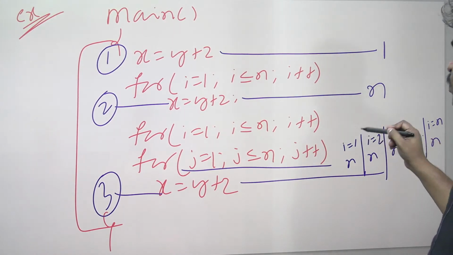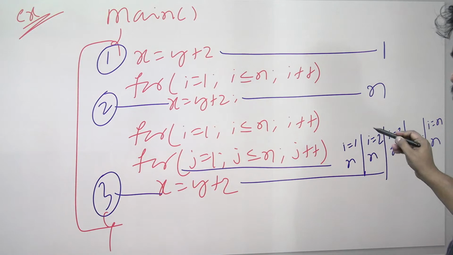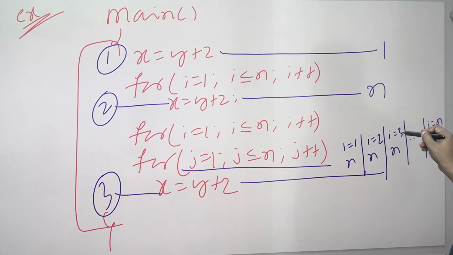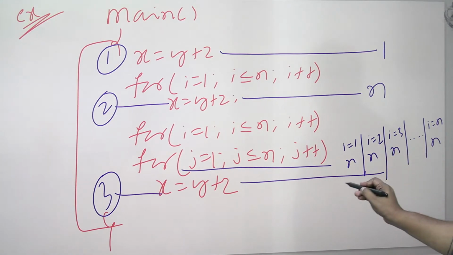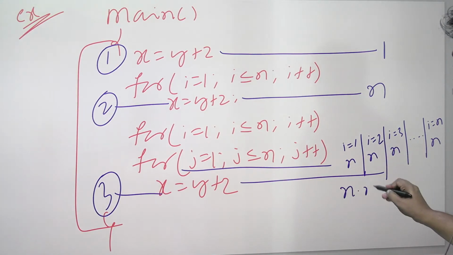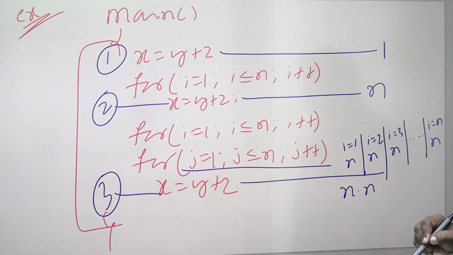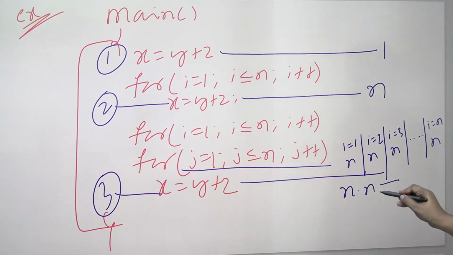So if you observe, i = 1 gives n, i = 2 gives 2 times n, i = 3 gives 3 times n, i = 4 gives 4 times n. So it is something like n times n. 2 times n is 2n, 3 times n is 3n, n times n is n square.